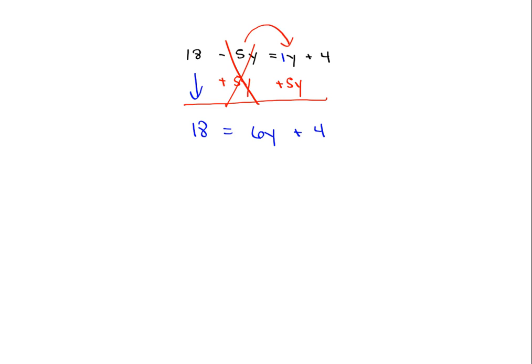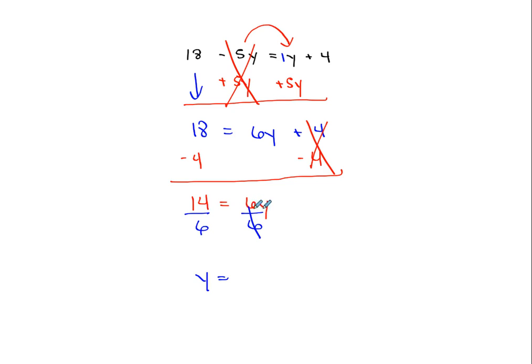I don't want 6y plus 4, I just want 6y on that right-hand side. How do I get rid of that plus 4 on the right-hand side? Awesome. I'm going to subtract 4 from both sides. That will allow me to get rid of that. 18 minus 4, 14 equals 6y. And then I don't want 6y's, I want 1y. How do I get rid of 6y's? Divide 6 on both sides. Beautiful. Divide by 6 on both sides. This leaves me with 1y.